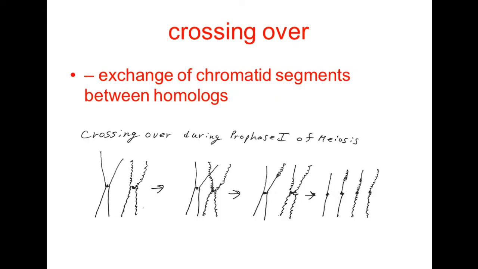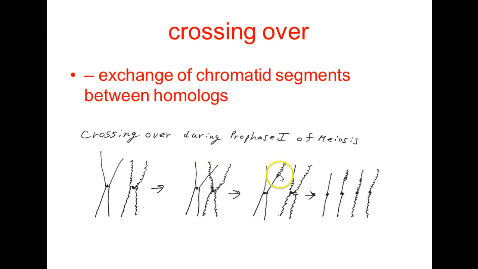Now, crossing over, we've looked at that before. This is the exchange of chromatid segments between homologs. And here's the diagram that we've looked at before for crossing over. This occurs during prophase 1, right at the very beginning of meiosis. And we have our two homologous chromosomes. There's a point at which these chromatids actually lay over one another or cross over one another. That point is called a chiasma, from the Greek letter chi. That's the point at which these will break and swap segments.